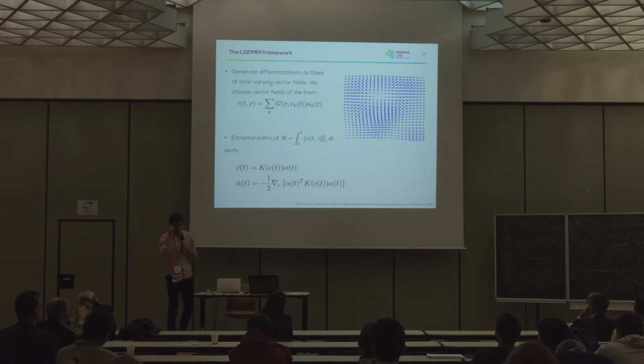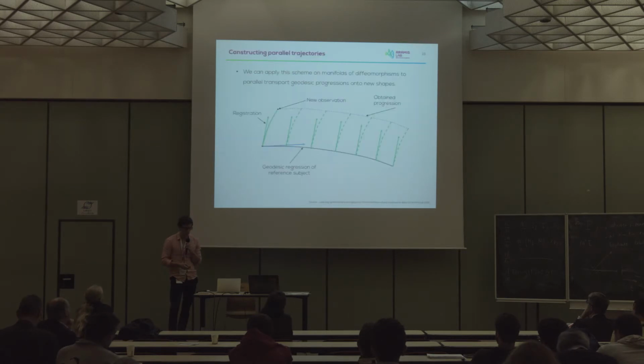So why is this useful? It's useful because it gives you a way to compare shapes through the action of diffeomorphisms on them. And in our case, we're interested in disease progressions, and we have some reference progression of a subject who has, let's say, Alzheimer's disease in our case, and we wanted to transport this progression onto a new subject for which we only have one observation.